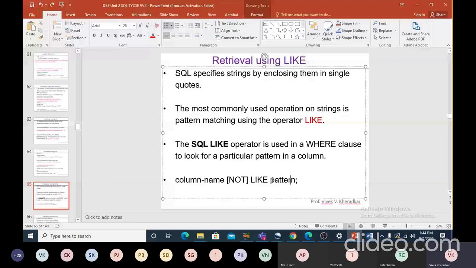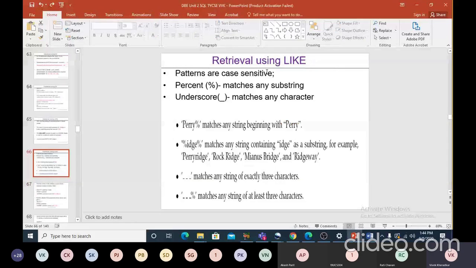Patterns are case sensitive, which means if it is capital or small, you have to write it appropriately in the pattern. Next, a pattern is formed using two special characters. The first character is percentage. What is this percentage character? When I use the percentage character in the pattern, it matches any substring of any length. It may be a null string of zero length, or a string of any length.